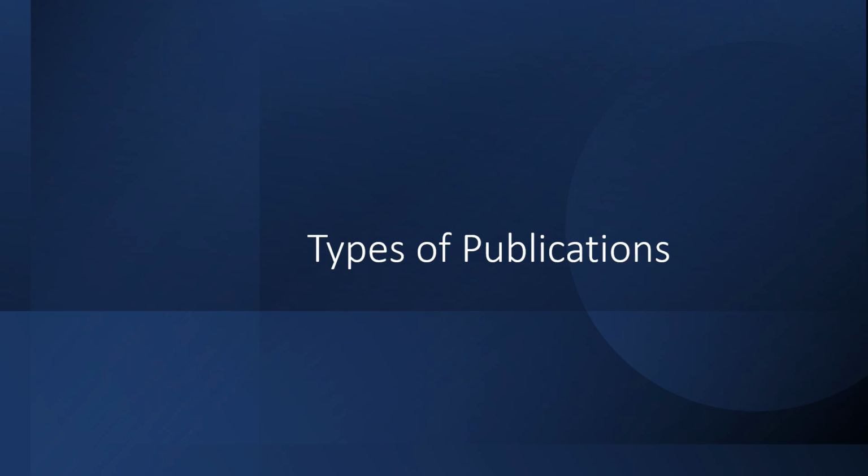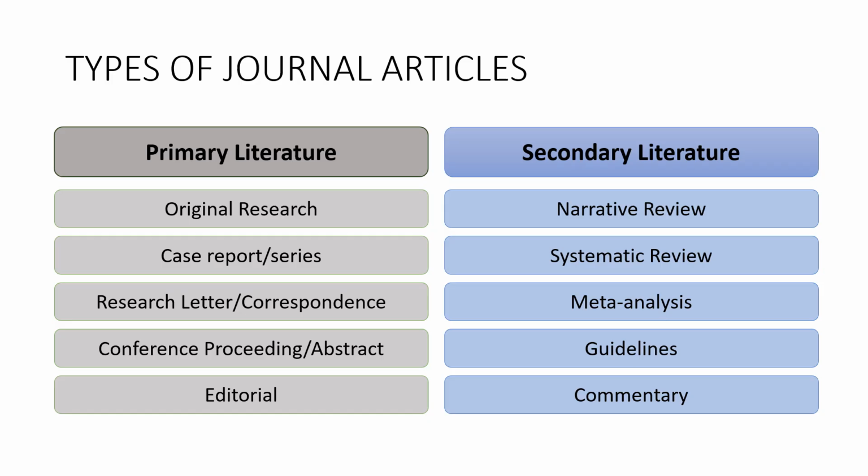Let's quickly review the types of publications. We can broadly classify journal articles into two major groups: primary literature and secondary literature. The most important among the primary literature types is the original research, or original investigation, or clinical study. A smaller form involving one or a few patients is the case report or case series.